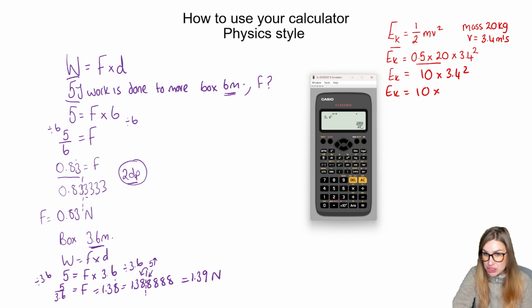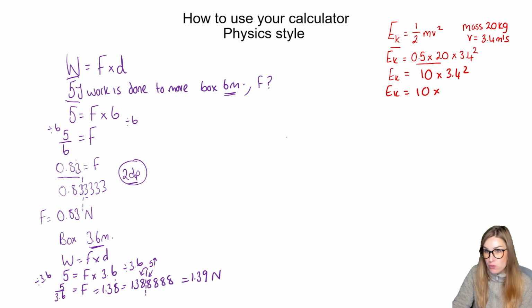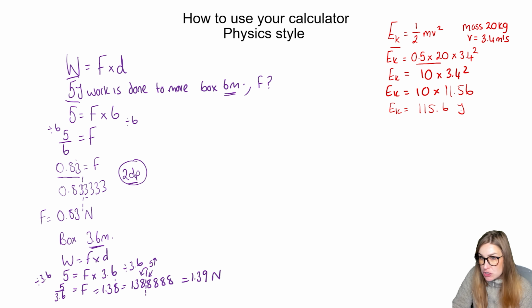And again, I get a fraction, I don't like it. So I hit that S and D button to get a number. It says 11.56. So I know that 3.4 squared is 11.56. And then all I do now is I just multiply those two numbers together to get my final answer for kinetic energy, which is going to be 115.6, and kinetic energy is always measured in joules.